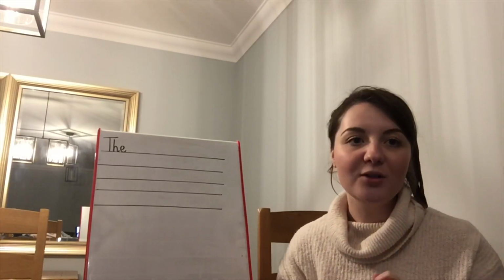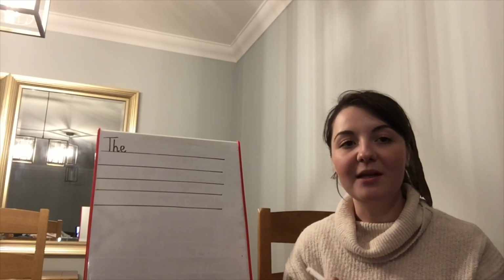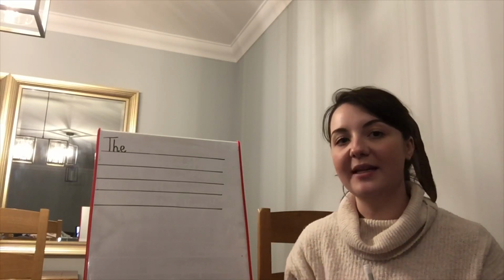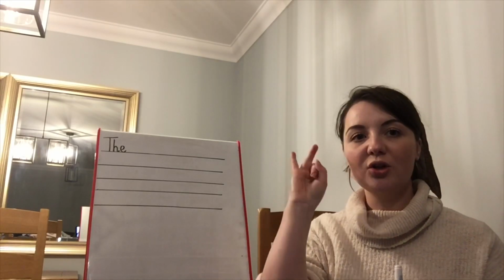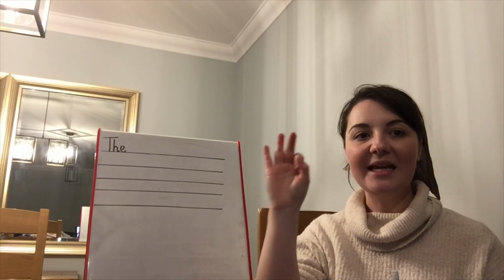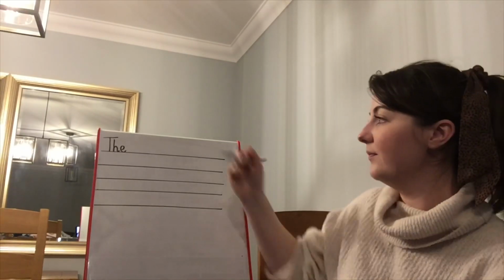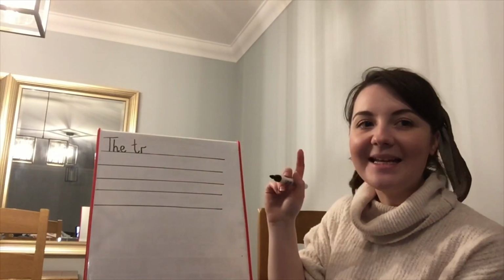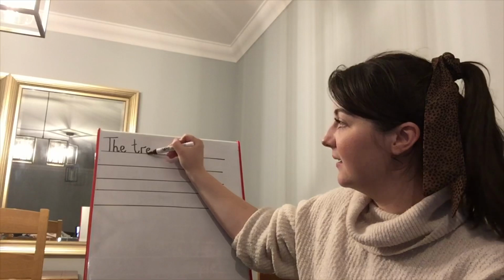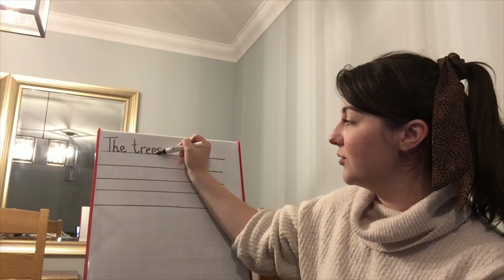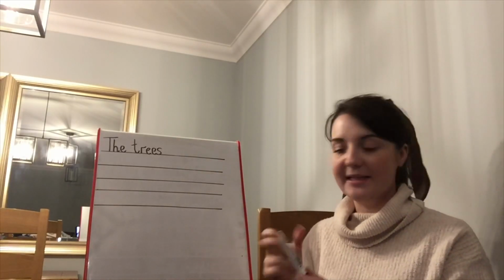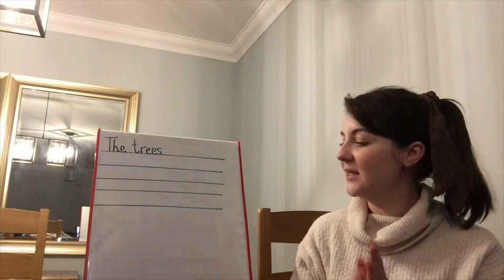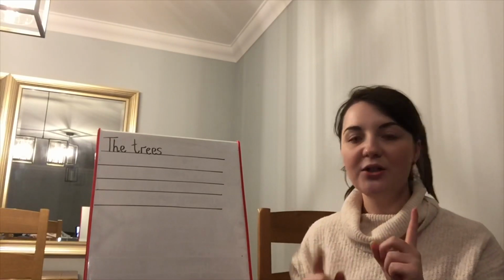Now, after the, you need to put in your object, whatever it is that you're going to describe. I'm going to start with those funny looking trees in Beegu's garden. So I'm going to sound out the word trees on my Fred fingers. T-R-E-E, what can you see? The trees.